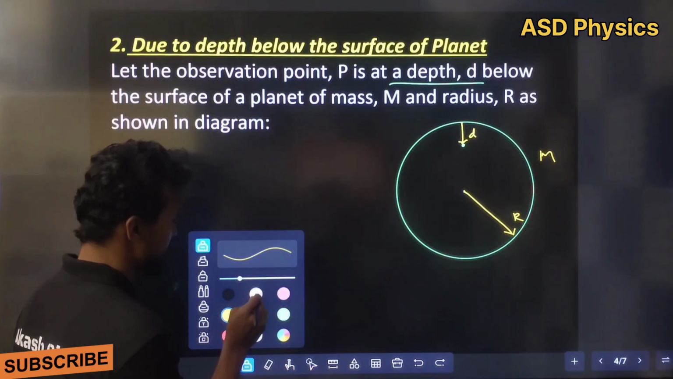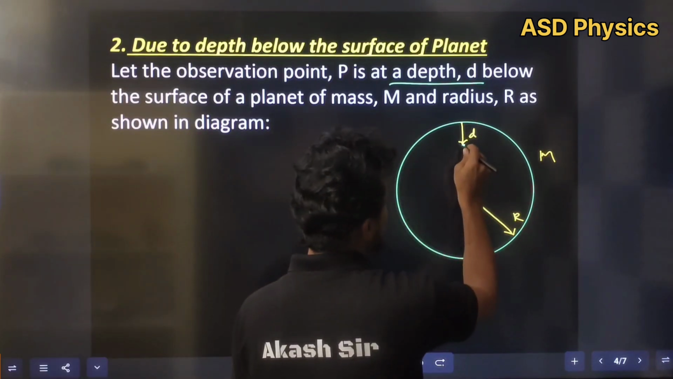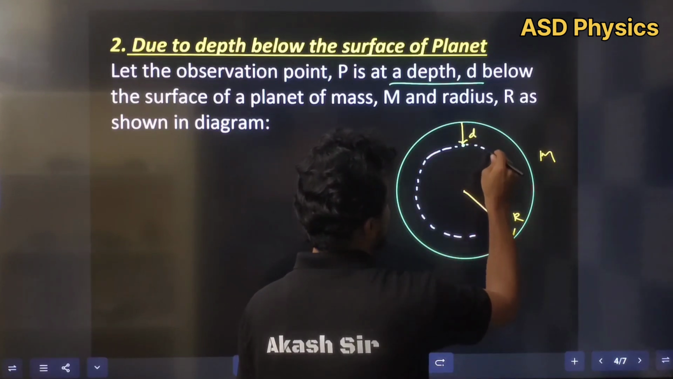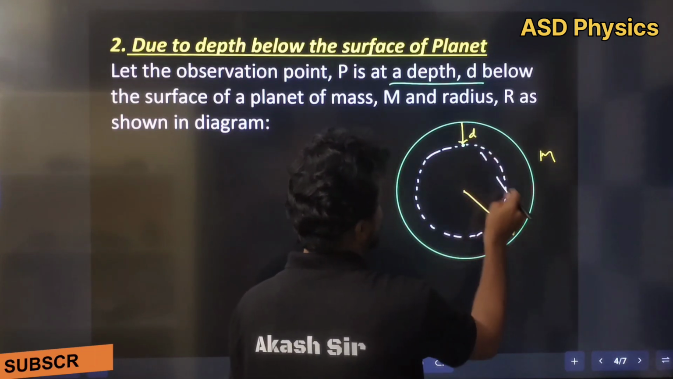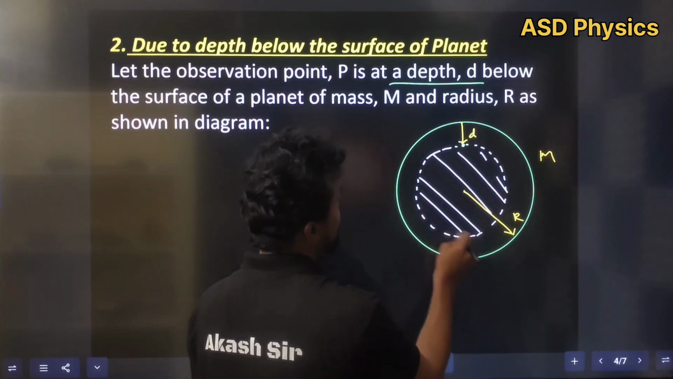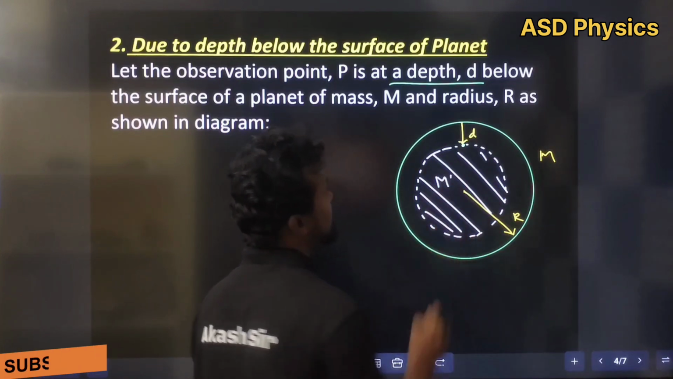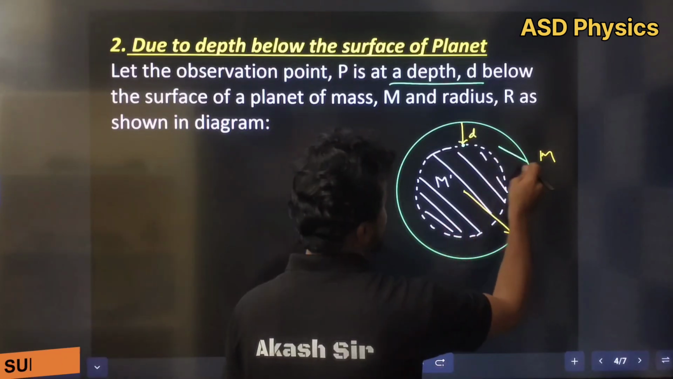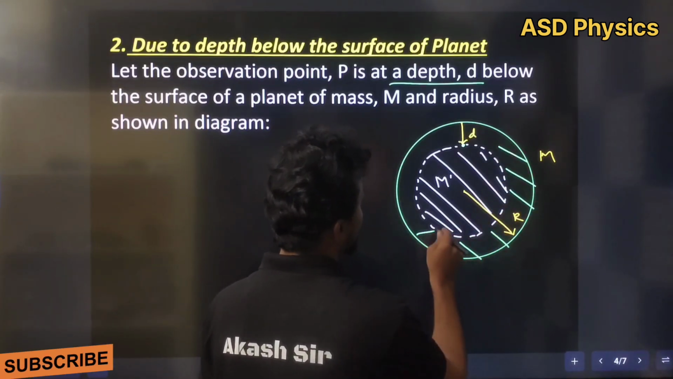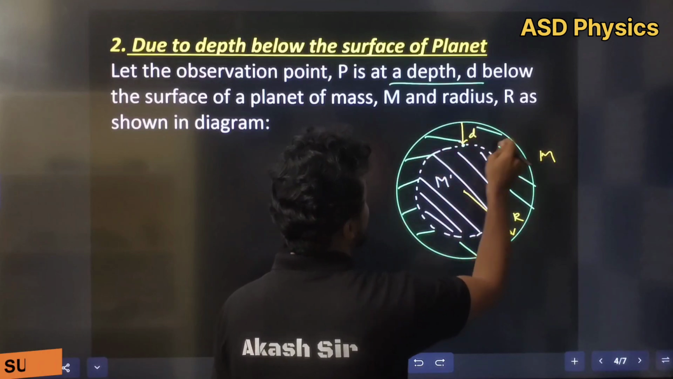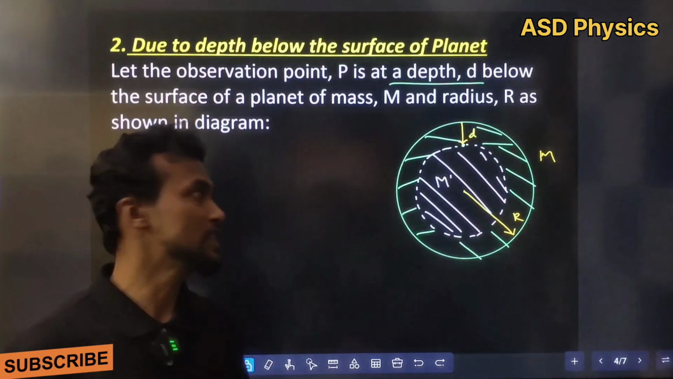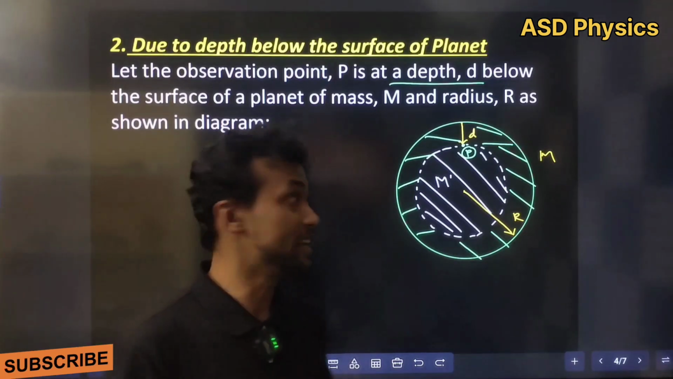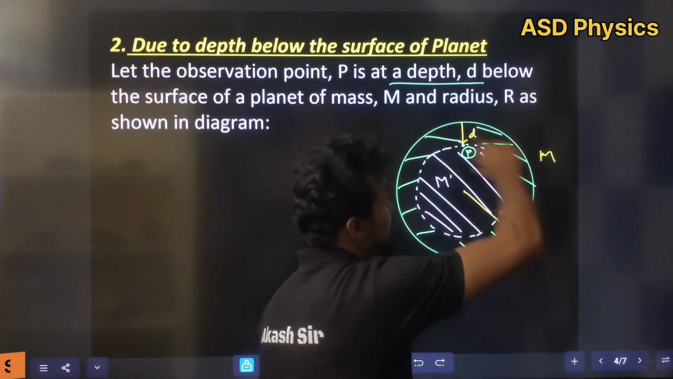Now what will happen here, whenever it comes to the depth through the observation point, we will draw one sphere passing through it. Now this is the inner sphere, and let's take this inner sphere as having mass m dash, and this is the outer shell. So you have to remember one thing: this observation point P is inside this thin shell.